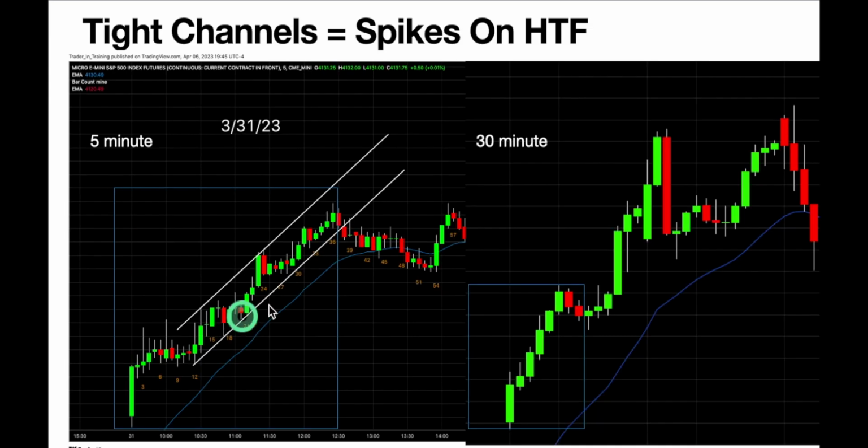If you look at this, for example, this is a really tight channel on the 5-minute chart. On the 30-minute chart, it's just a spike up. So tight channels with small pullbacks look like channels. They have a lot of overlap and they have opposite bars on the way up and small pullbacks. On a higher time frame, they're a spike. Whereas microchannels are typically spikes on the current time frame.